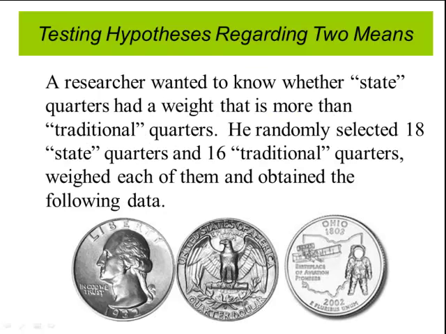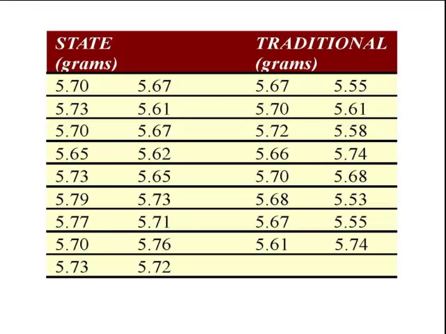Let's look at an example. A researcher wanted to know whether state quarters had a mean weight that is more than traditional quarters. He randomly selects 18 state quarters and 16 traditional quarters, weighing each of them and obtaining the following data. So here's our raw data. We will eventually put this data into Minitab or StatCrunch so we can compute a test statistic and a p-value.